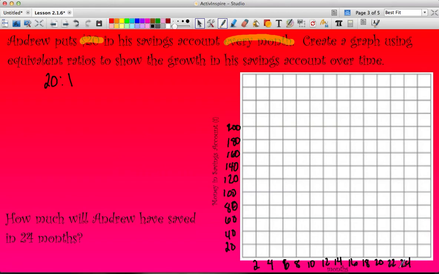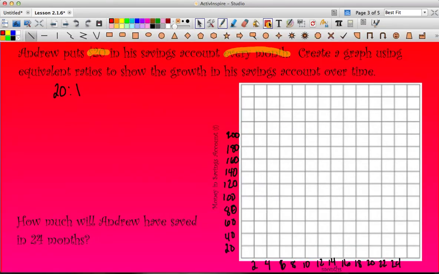Okay, so now sometimes you have to look at the second part of a question to make sure that your graph is going to help you answer that question. So now in this case, I could graph 1 month and $20, but I'm going to end up plotting it in the middle of a grid. So I don't necessarily have to use that. And I'm also going to show you how to use a table to make your graph. So in this case, we can use the shape tool, or I can use the shape tool. You'll have to draw your own table.